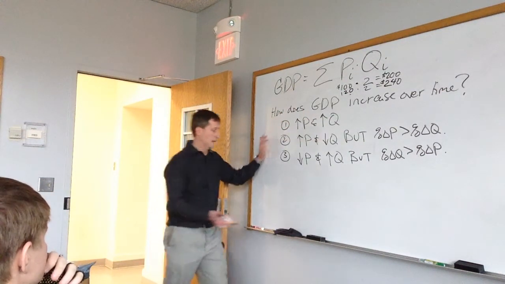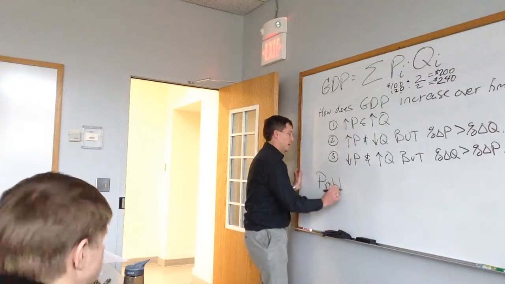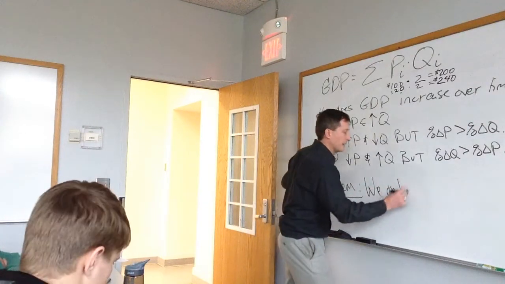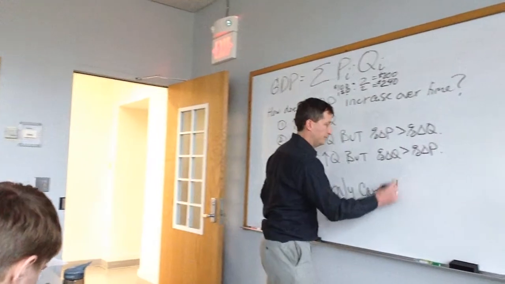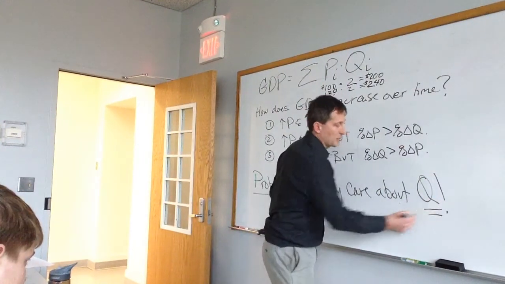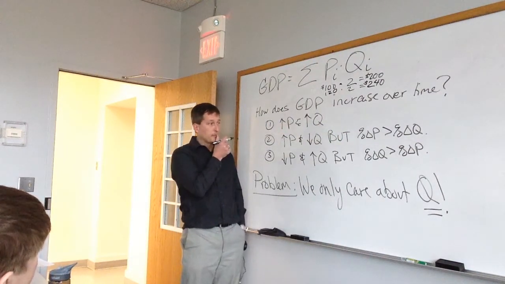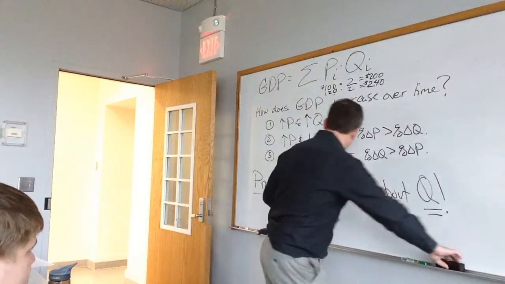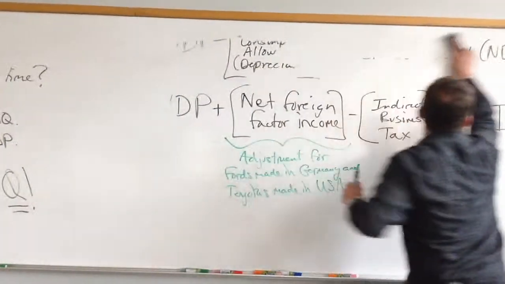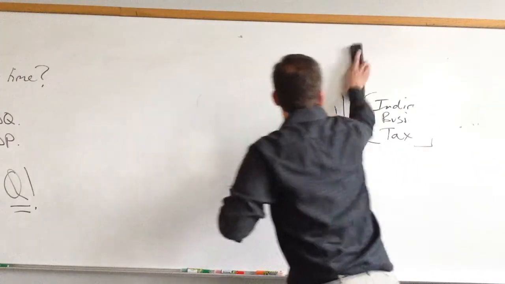All right. The problem is we only care about Q. That's the one we get happy with. So what we want to do is come up with a way to filter out that price effect. So we're going to do a little example.